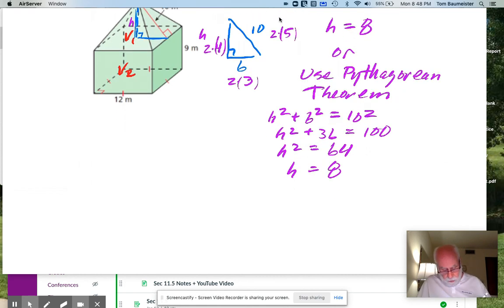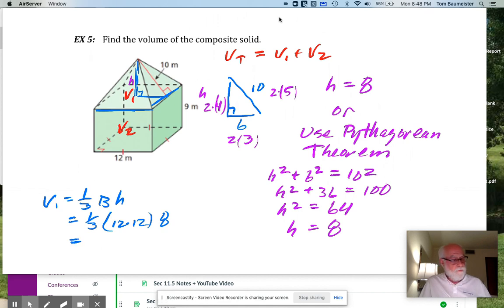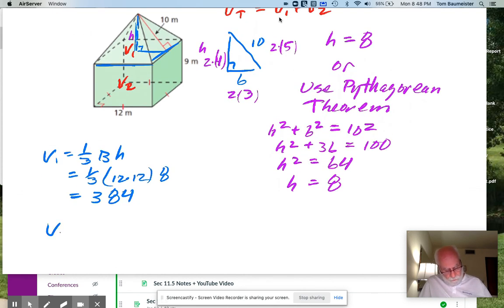So anyways, now that we have that, we can go ahead and take our volume 1, which would be 1/3 the base times the height. Well, the base is going to be 12 times 12. So we're going to have 1/3, 12 times 12, times our height, which we just figured out was 8. And if I work that out, I plug it in, I'll get 384.